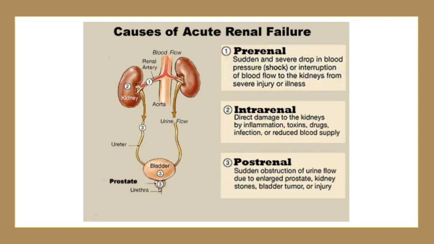So this could be maybe a drop in blood pressure, maybe your old lady patient took double of her blood pressure medication, causing a drop in her blood pressure. This would interrupt the blood flow to the kidneys. And so this would be a pre-renal cause of maybe an acute kidney injury or an acute renal failure if not corrected quickly.